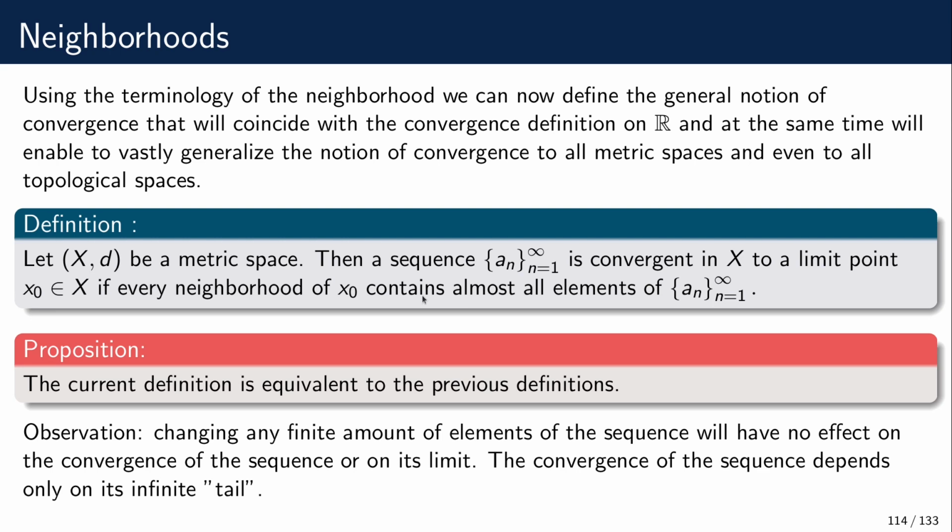And so, proposition: the current definition is equivalent to the previous definitions, at least in the case of metric spaces. Let us make this observation. Changing any finite amount of elements of a sequence, as we've said, will have no effect on the convergence of the sequence or on its limit. So convergence is really a property of the infinite. It depends only on the infinite tail of the sequence, and not on its head, or its initial starting elements. It's an emerging property of infinity, so to say.